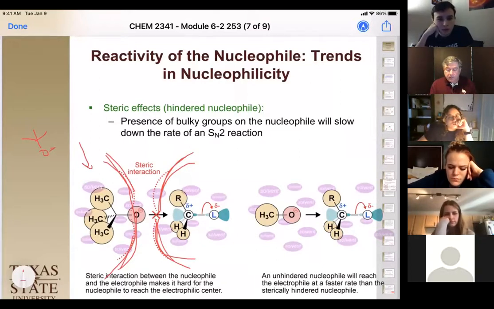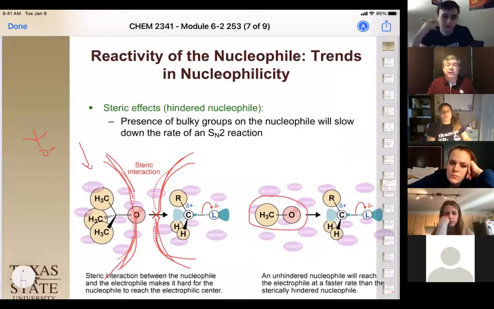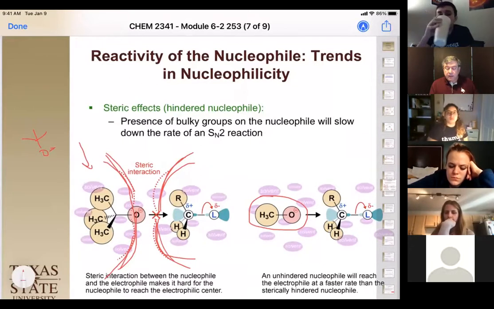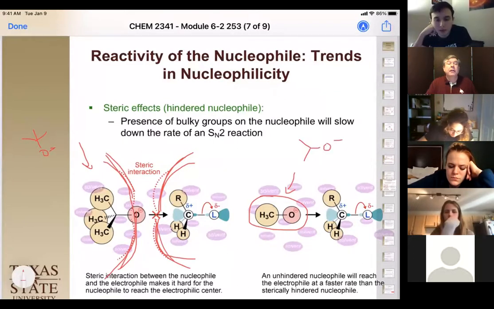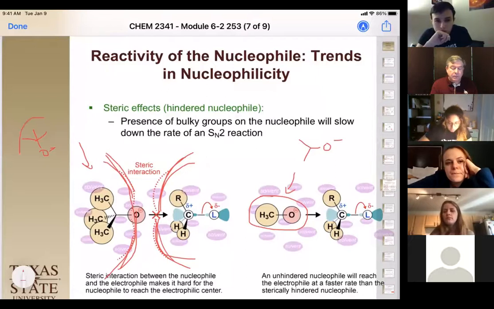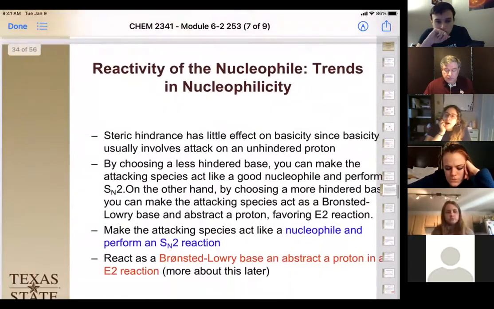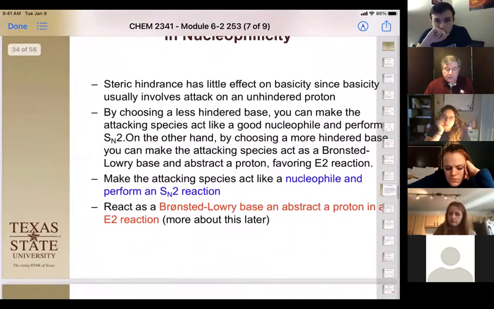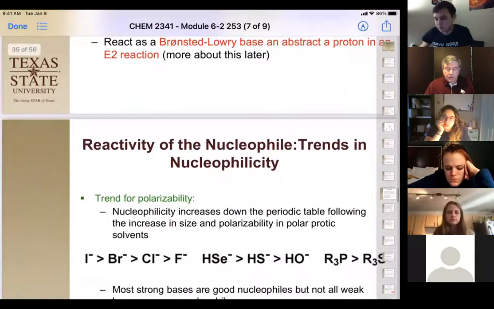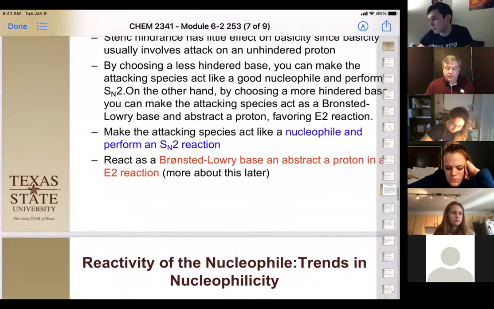But when you have smaller substituents on here, they become better nucleophiles, which means that the methoxide here is going to be a stronger nucleophile than the isopropyl counterpart, and this is almost non-nucleophilic at all. It just sits there and acts like a base. So the trends in nucleophilicity go with those different things there.